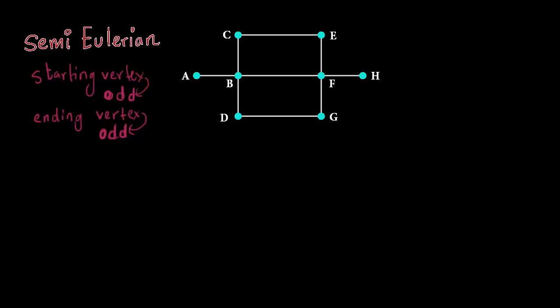Now in this particular graph, we can see that A and H are the vertices that have an odd number of arcs. A has one arc attached to it and H has one arc attached to it. So if we start at A, we can travel like A, B, C, E, F, B, D, G, F, and then we can end at the other vertex that has odd valency.